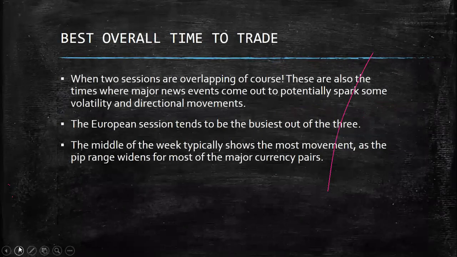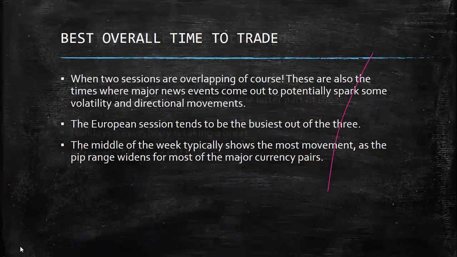So the best times to trade are when two sessions are overlapping. There are also some times when major news events come out that potentially spark some volatility and directional moves. And we're able to spot that by the technical analysis that I'm going to be teaching you guys. The European or London session tends to be the busiest out of the three, and the middle of the week typically shows the most movement as the pip range widens for most of the major currency pairs.